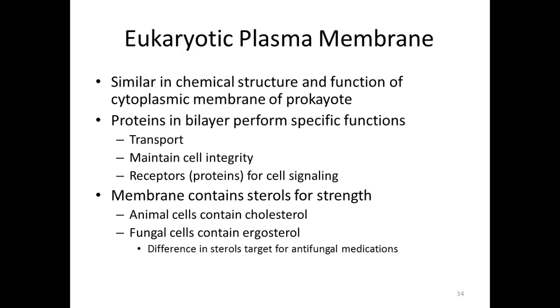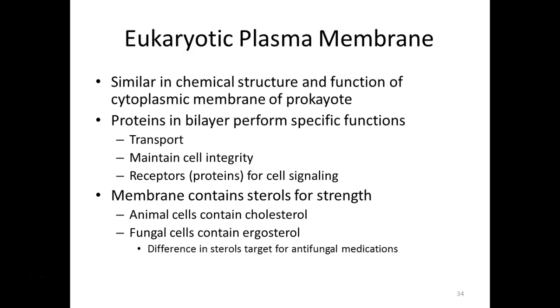So for prokaryotes versus eukaryotes, they're similar in structure and function, right? So you've got phospholipids, you've got proteins. You're defining a barrier. You're determining who's getting in, who's getting out. Those proteins, as we saw, and as I said, are important for transport, and they're important as receptors for cell signaling. Also, some of them can help maintain the integrity of the cell. Can be structural support.